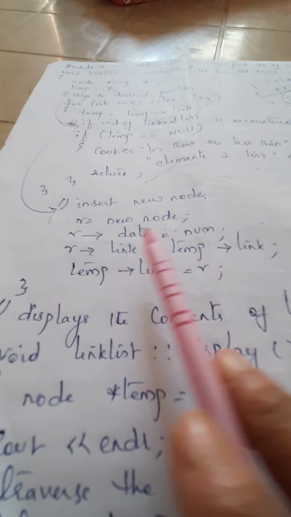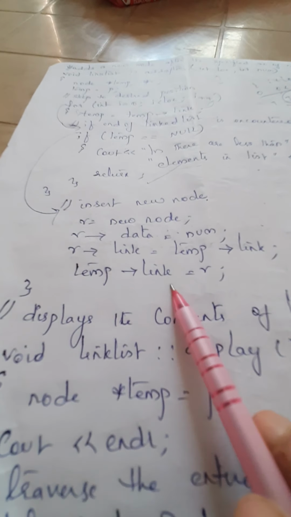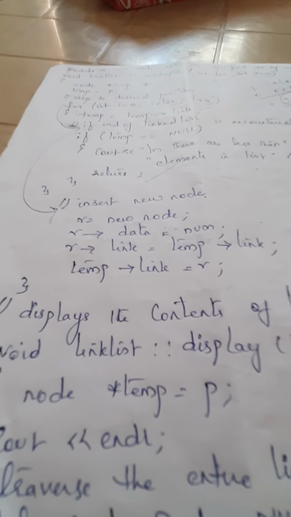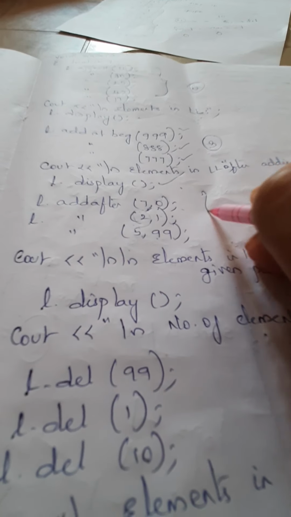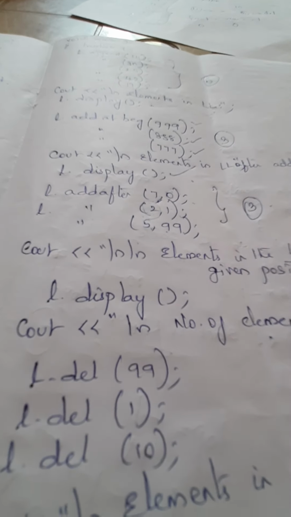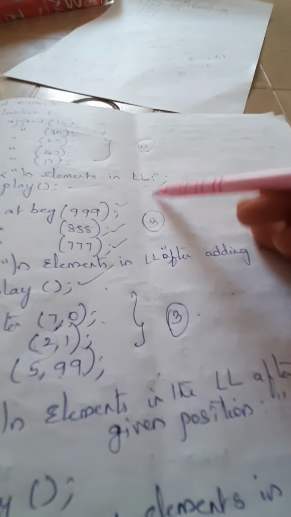So R of link is equal to temp of link, and temp of link is equal to R. So making a connectivity between the previous node to the new node and the next node to the new node. So this is how the connection is being built. And next, after the adding is completed, here we have added 3 more nodes again. So 5 nodes here, 3 nodes here, and 3 more nodes here.